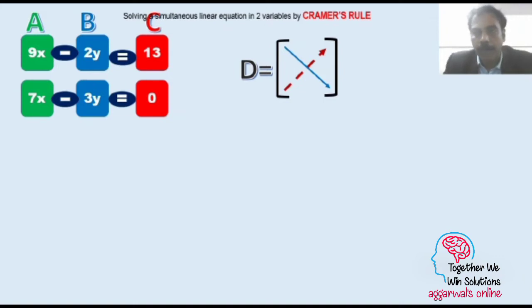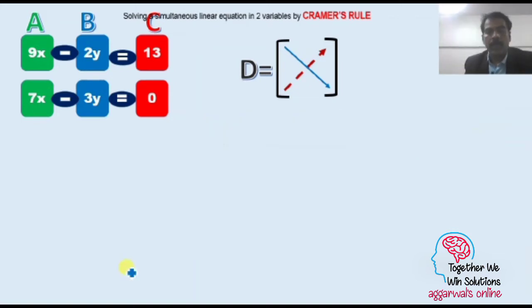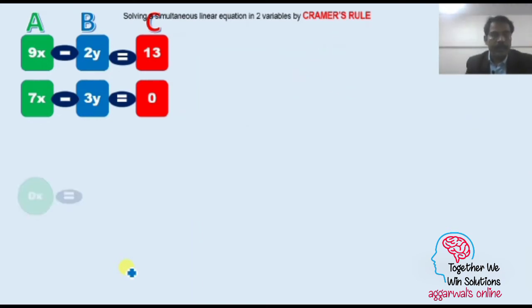So let us see the formula: determinant equals product of primary diagonal minus product of secondary diagonal. That is the formula to find the determinant. Let us now solve this problem with the help of this formula.